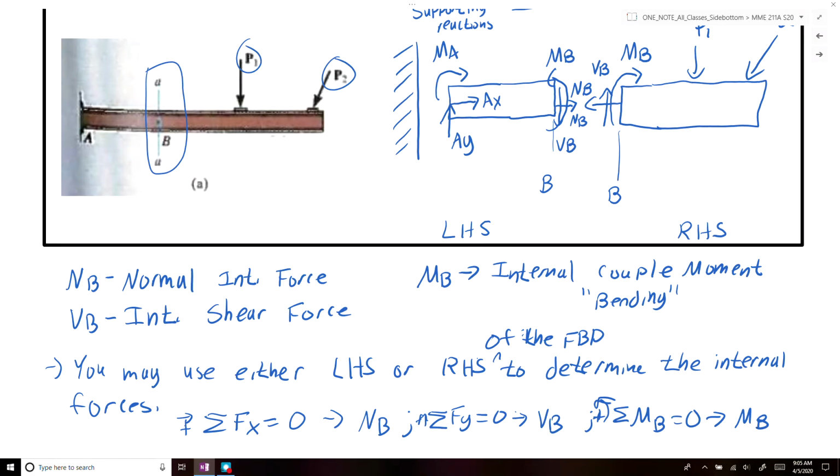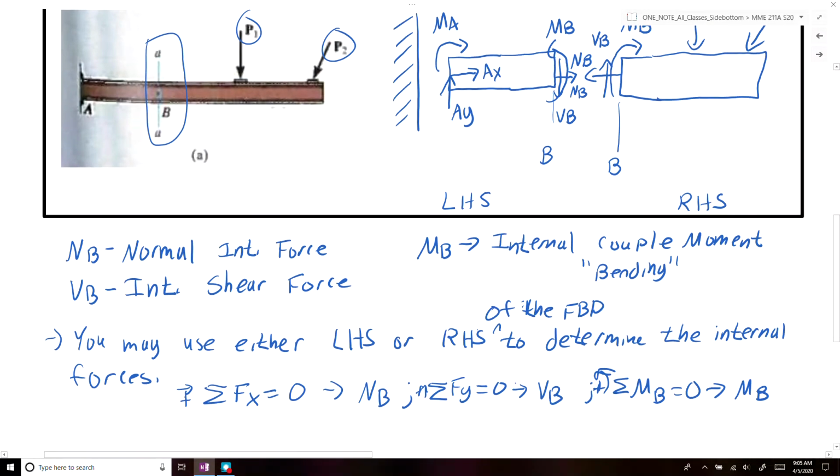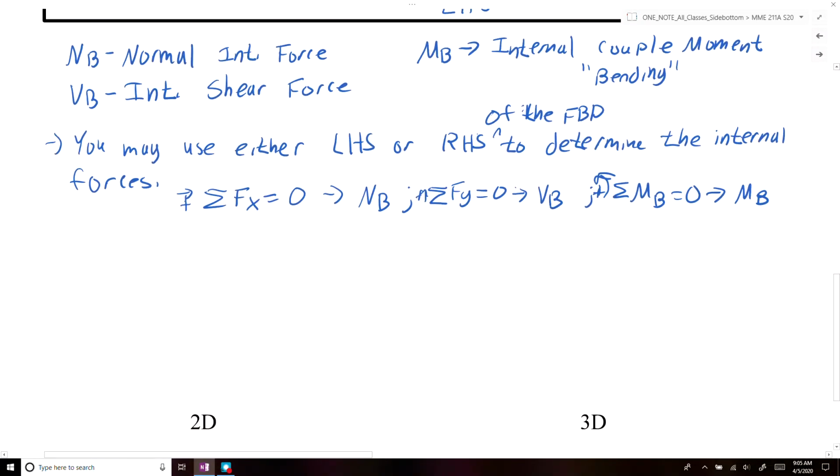Alright. So one thing I should point out is that all of these forces and moments will act at the center or the centroid of the structure or of the body. So in 2D, we'll draw our internal forces like this.